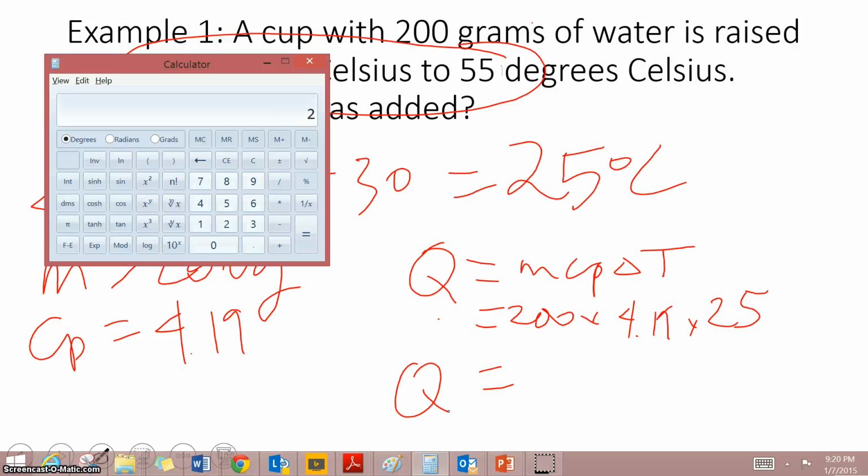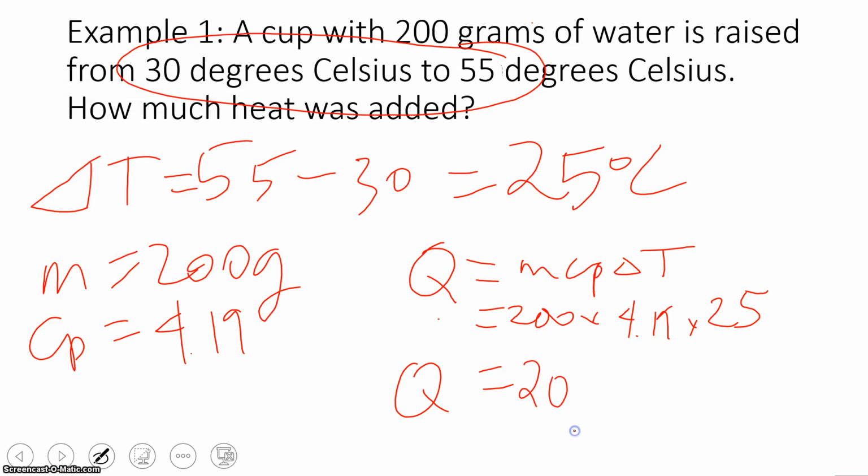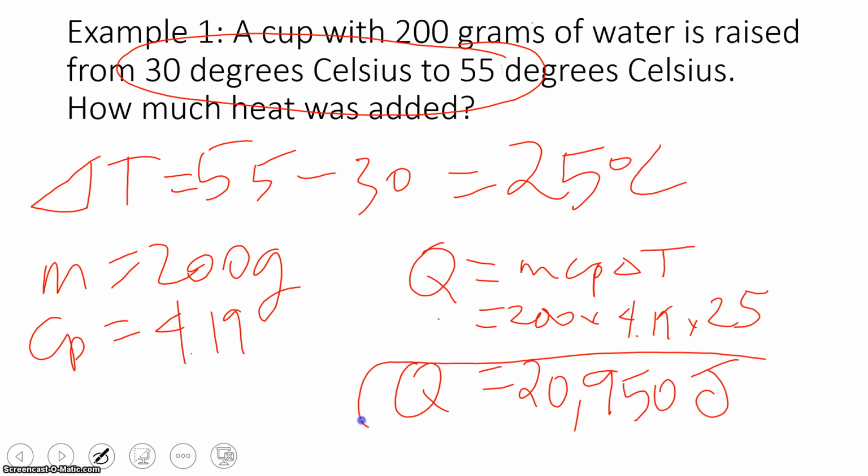So 200 grams times 4.19 times 25, which was the delta T. That gives 20,950. So 20,950 joules, because it's a heat. All right, so that's the answer to the first example.